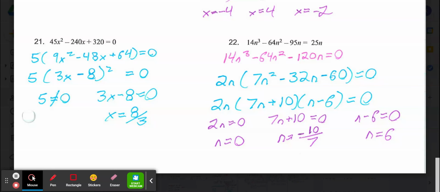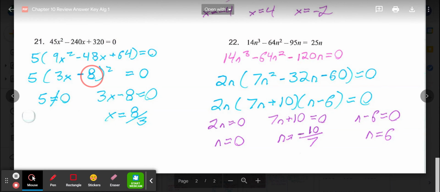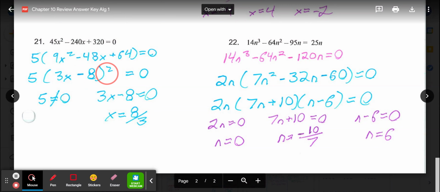Then we get down to our last two examples, 21 and 22. So in 21, we have 45x squared minus 240x plus 320 equals 0. Right away, I notice all of these can be divided by 5, so I factor out a 5. That leaves me with 9x squared minus 48x plus 64 equals 0. This part here, a perfect square trinomial, would factor down to (3x minus 8)(3x minus 8). So (3x minus 8) in parentheses squared times 5 equals 0.